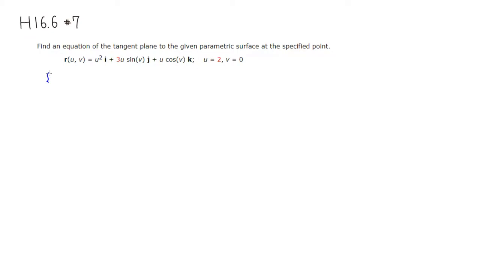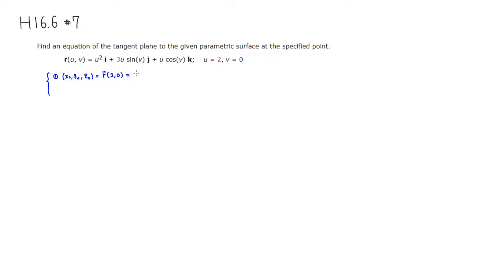We need to find the point. Let's call it x0, y0, z0. The way to get that is to plug in the u value, which is 2, and the v value, which is 0, into this r function here.